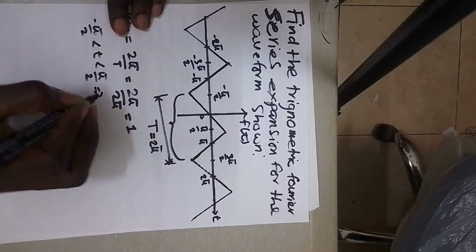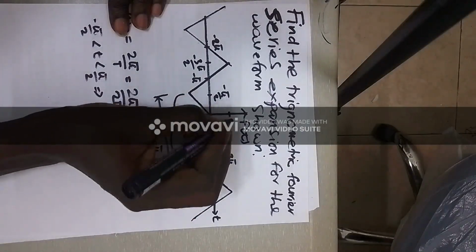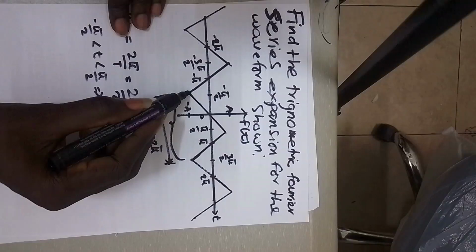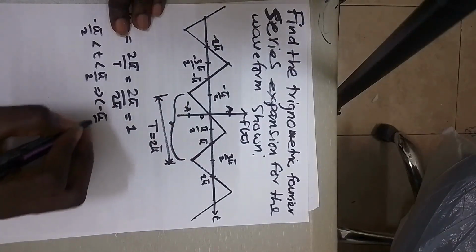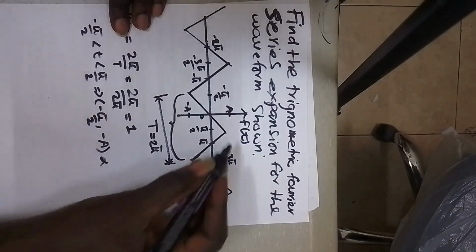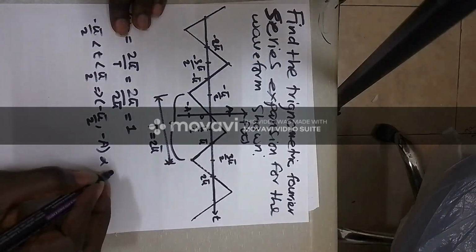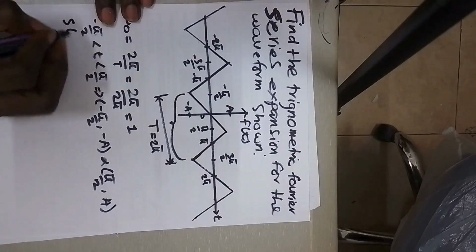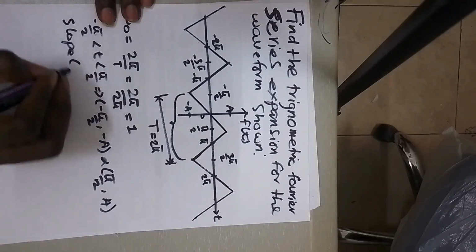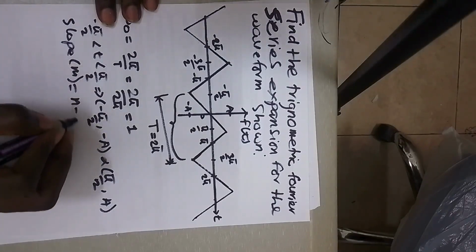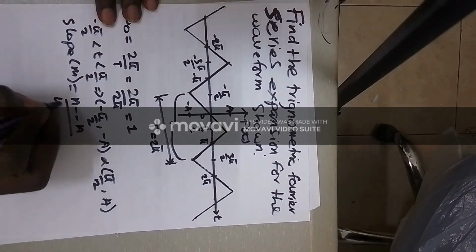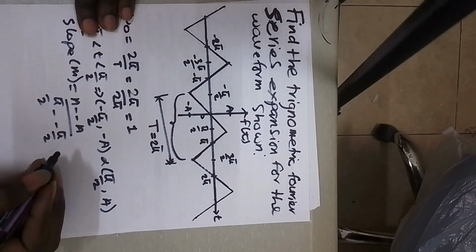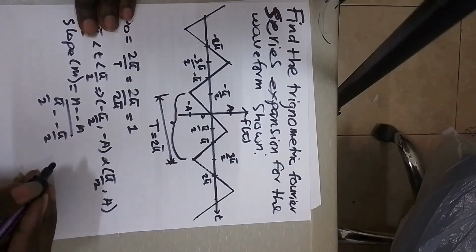Here I'll use the points. This point is supposed to be minus A, so the point is minus pi on 2, minus A, and the other point is pi on 2, A. Now let me find the slope m. It is A minus minus A over pi on 2 minus minus pi on 2, because it's change in y over change in x: y2 minus y1 over x2 minus x1.